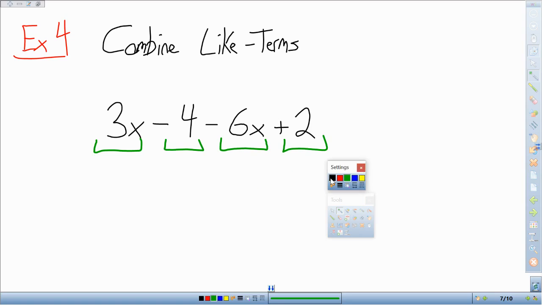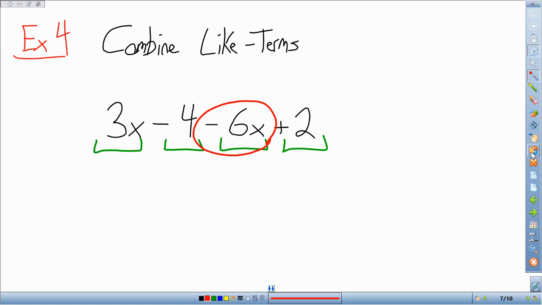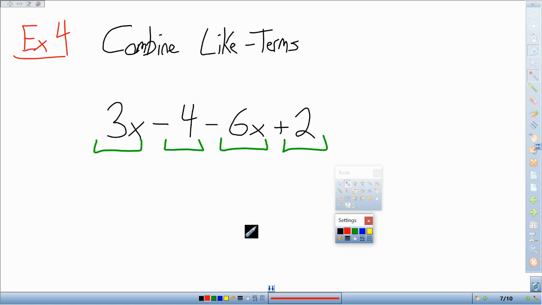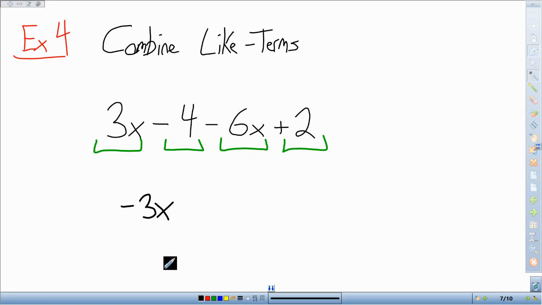Well, let's start with the one in the front, 3x. I know my x's can only be combined with other x's. And I see we have this here, negative 6x. Remember, that negative is part of it. So the first thing I can do is 3x minus 6x, and I get a negative 3x. Careful, that's following the addition and subtraction rules, not the multiplication rules, right? When we combine, we're adding and subtracting things.